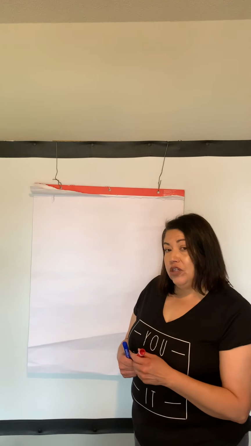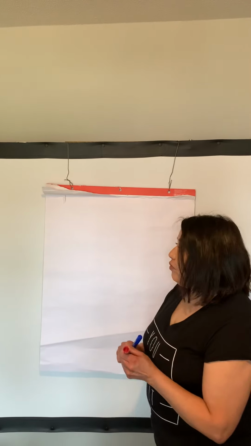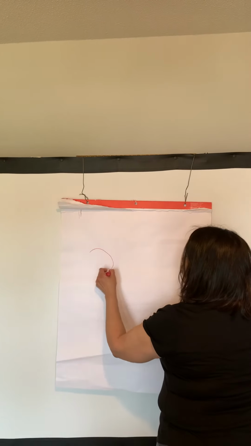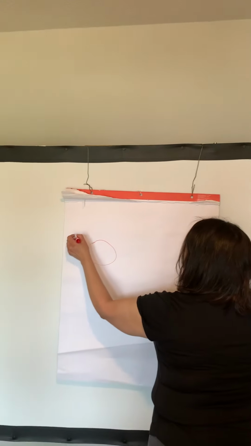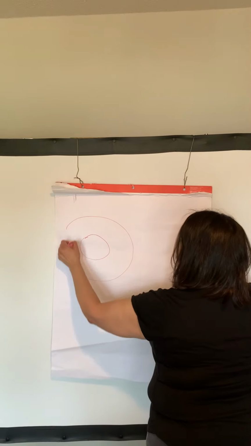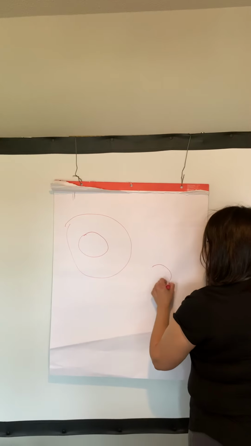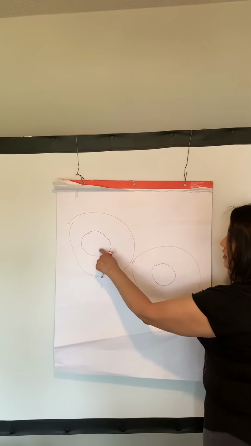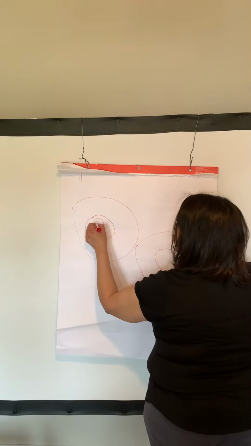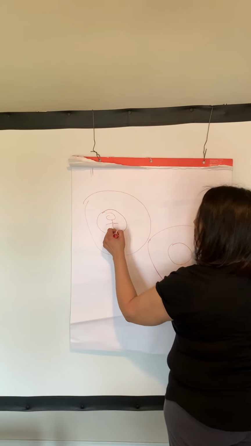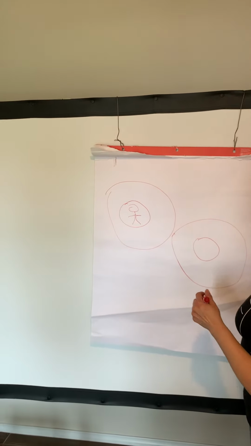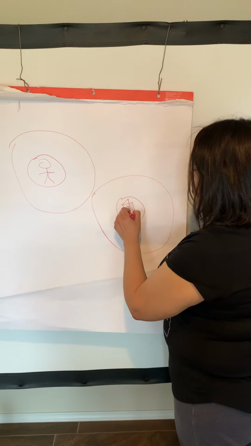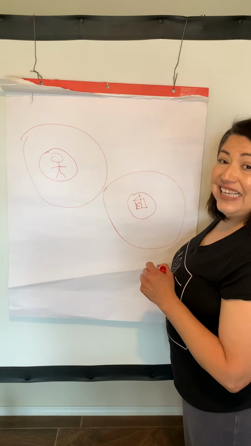The first thing I want you to do on your notebook paper is create 2 circles, and then you're going to create a bigger circle like this. So 2 circles here, a bigger circle like this. Inside this circle, we're just going to draw a little person. The person stands for characters. Inside this circle, we're going to draw a little house. The little house stands for our setting.